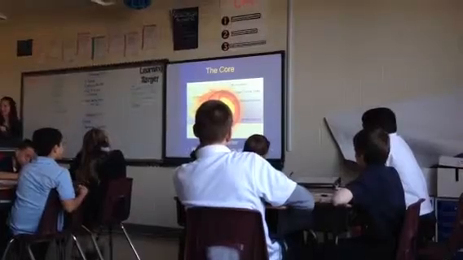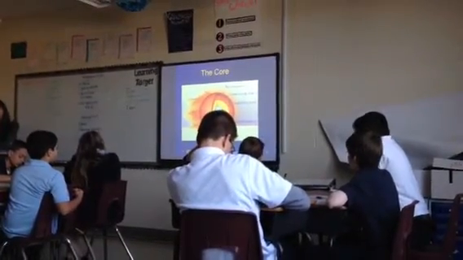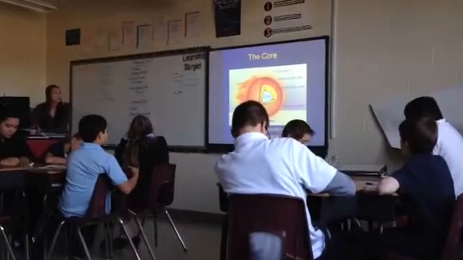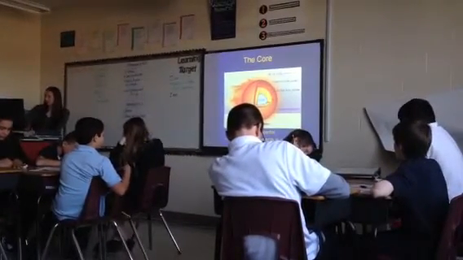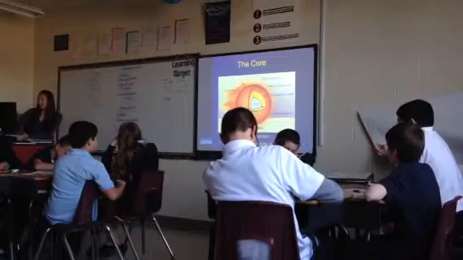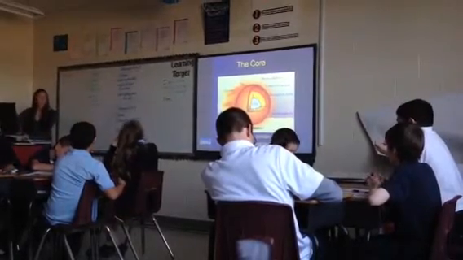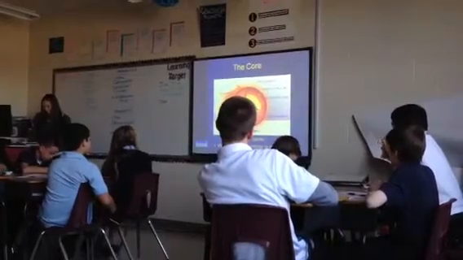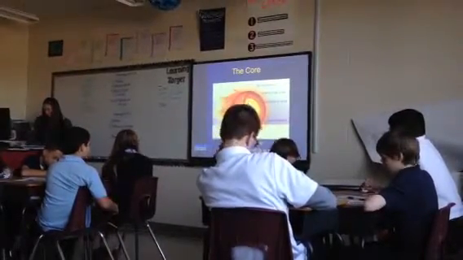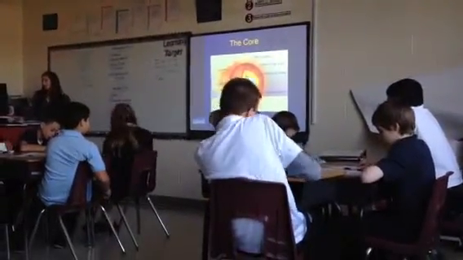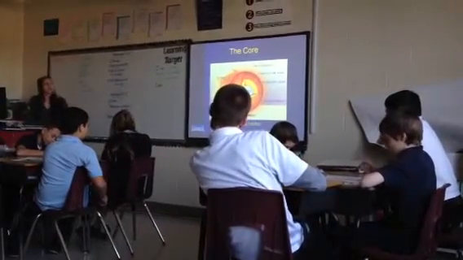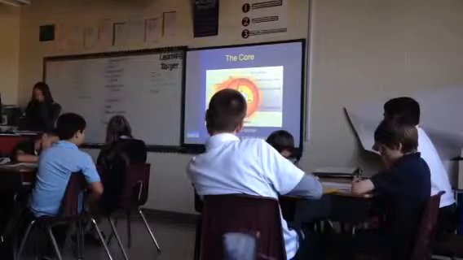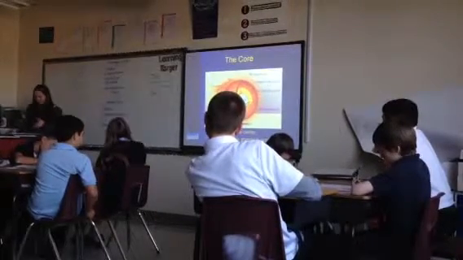The core is next, and the core is at the sun's center. Basically the core is where all of the light or all of the energy is generated. 99% of the sun's energy is generated in the core. So although the sun appears to have a solid surface, it doesn't. It's actually just gases.